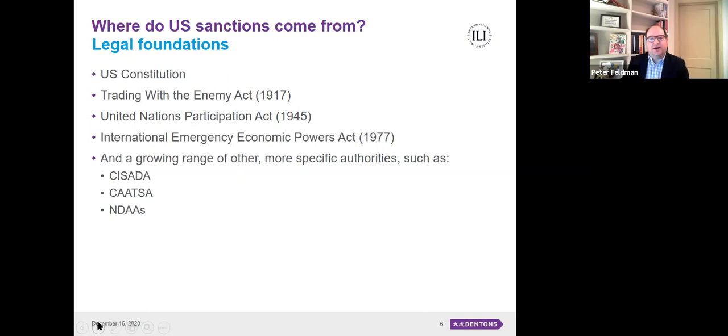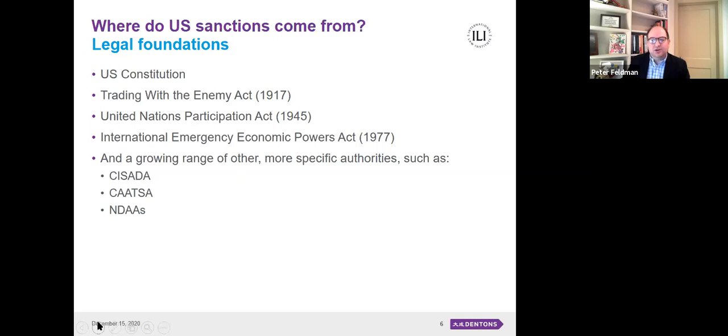Now, these are the bedrock, but as I mentioned, about 10 years ago, the Congress started to become especially active in a bipartisan way, and what I would say is a uniquely bipartisan way, in enacting additional, more specific sanctions legislation. And this really started in earnest with CISADA, the Comprehensive Iran Sanctions Accountability and Divestment Act, and a range of statutes that followed.